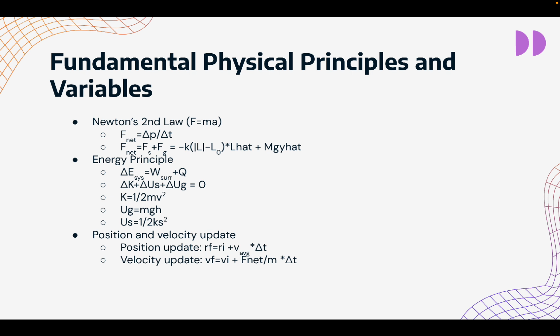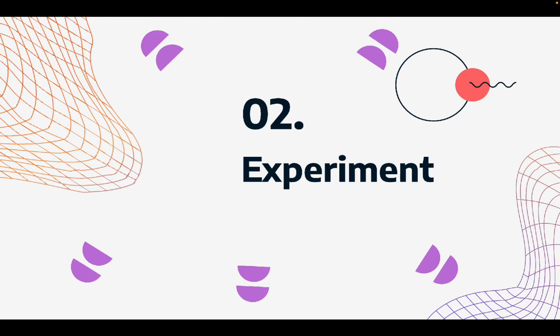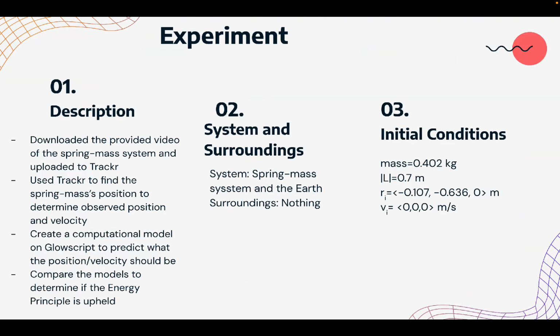And then some more equations and position and velocity update as always. And we got the description of the experiment I described already. And the system was the spring mass system and the Earth, and the surroundings were nothing. Initial conditions, we have mass, length of the spring, stretched, and r initial and v initial.